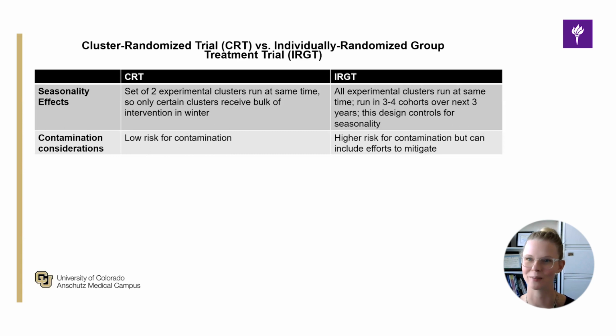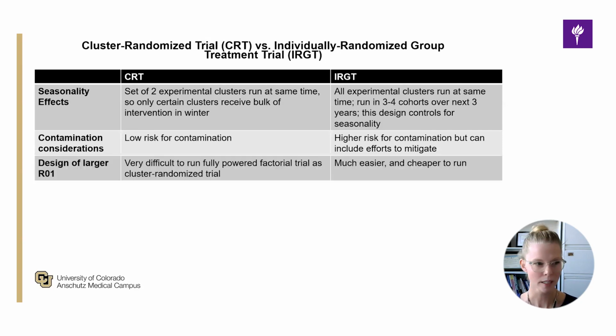Next is contamination. With the cluster randomized trial, there's low risk for contamination. With the IRGT, there's much higher risk, but we can include efforts to mitigate. And then the design of that larger R01. When I was thinking through, okay, the next goal is that fully powered factorial trial, I think it would be very difficult to run the fully powered factorial trial as a cluster randomized trial.